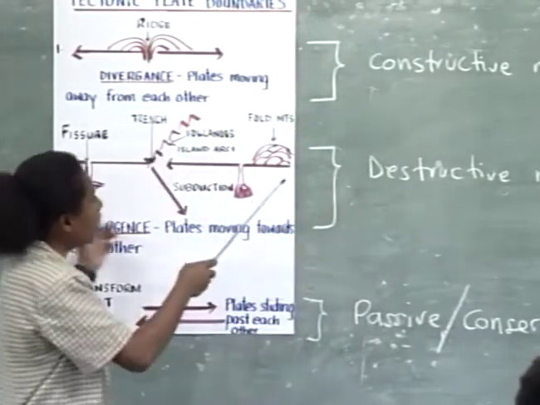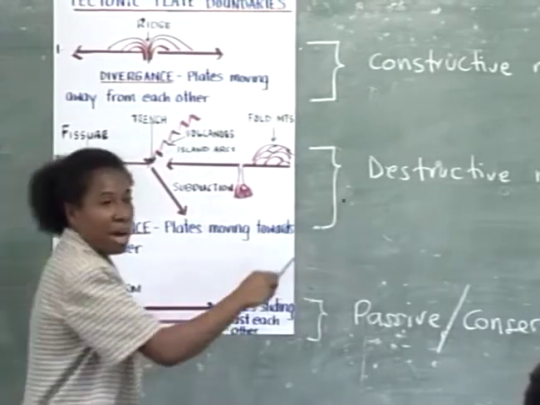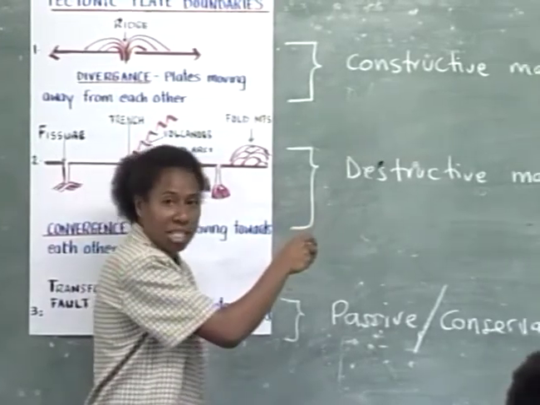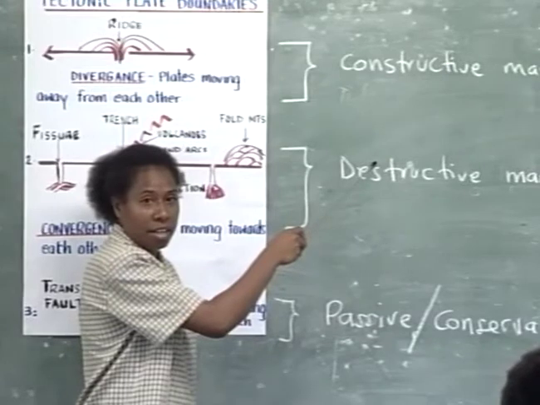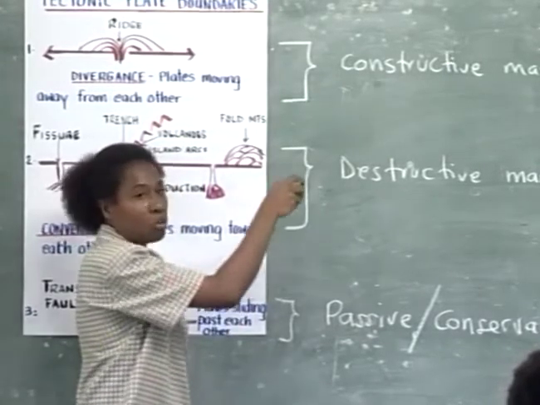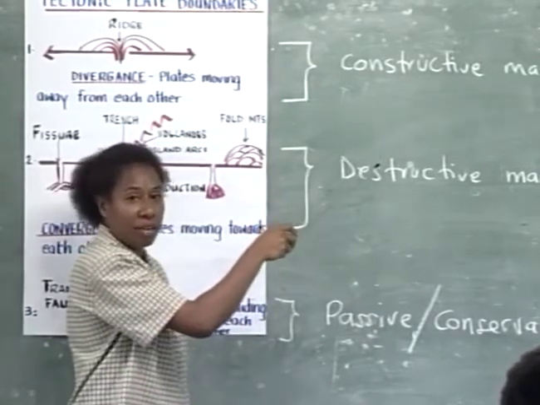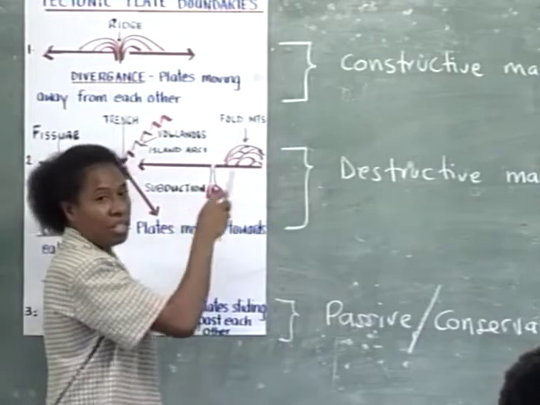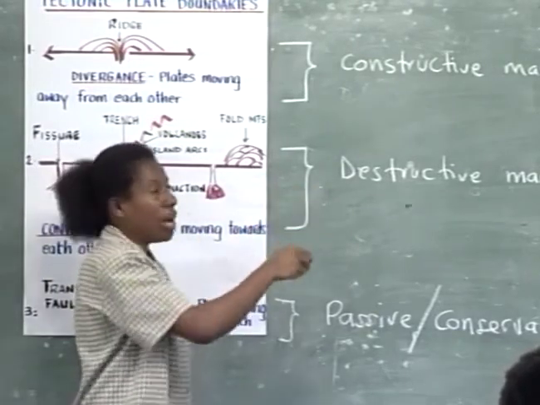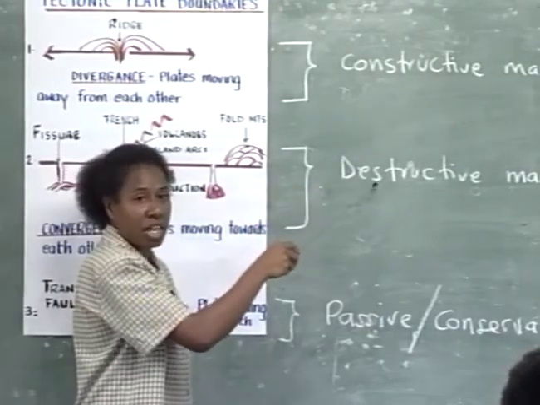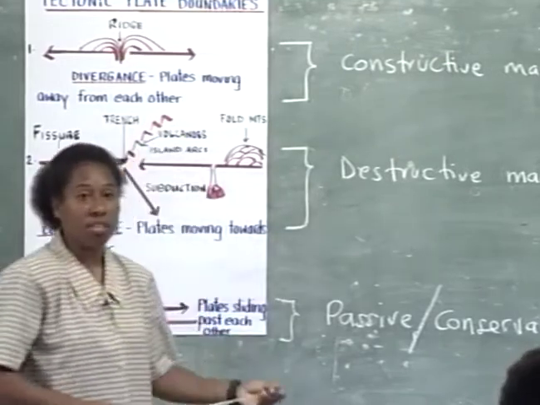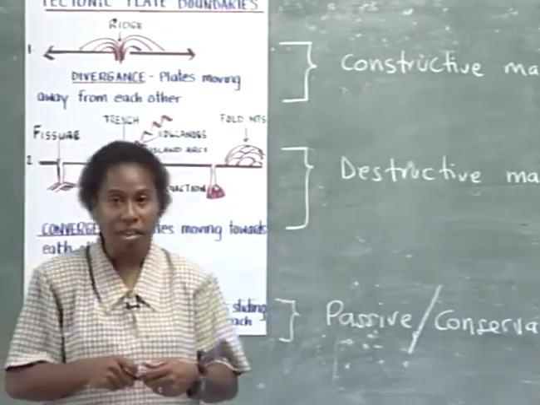Why do we say when plates converge, the margin is that of a destructive margin? So it's mainly for these two. I'd like you to explain, why do you think when plates diverge, the margin is called a constructive, and why do you think when plates converge, the boundary is referred to as a destructive margin?